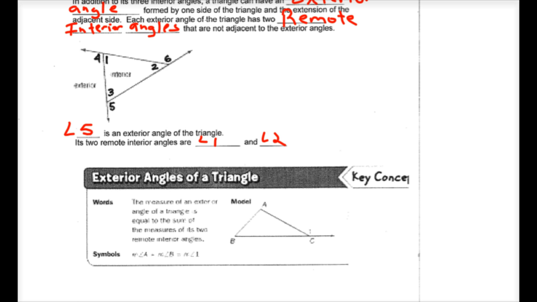Watch this. Here, Trace, give me one of the other exterior angles. 4. Does everybody agree that angle 4 is an exterior? What are the 2 remote interior angles from 4? Angles 2 and 3. So from 4, it's 2 and 3. And then from angle 6, what are the two remote interior angles? Angles 1 and 3. So depending on which exterior angle you're talking about, the remote interior angles kind of change.